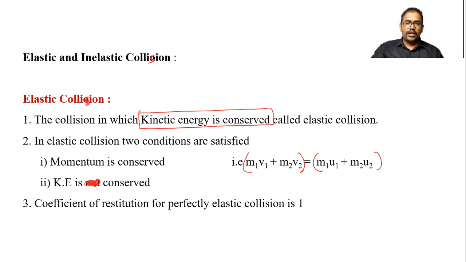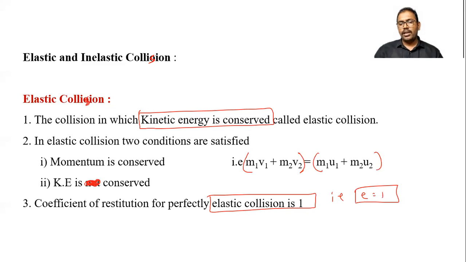Third point here, the coefficient of restitution for perfectly elastic collision is 1. That is, e is equal to 1. We represent restitution by e. What the coefficient of restitution is, we will learn in the next article. But here you remember, for elastic collision: momentum conserved, kinetic energy conserved, and coefficient of restitution is 1.